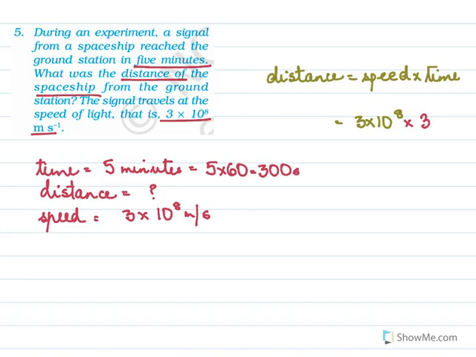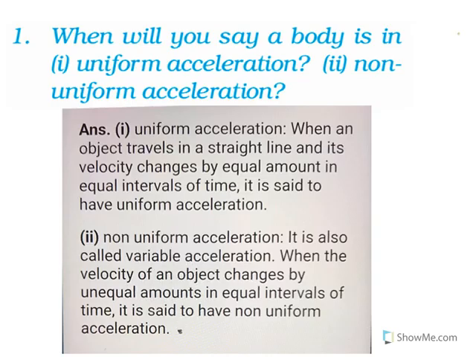So into the time here, 300. And now when we multiply, we'll get 9 into 10 raised to the power of 10 meter. That is the distance between the Earth and the spaceship. We use the formula distance equal to speed into time. Make sure that your time is in seconds, because the speed is given in meter per second.